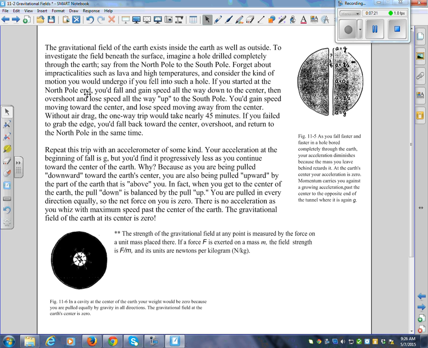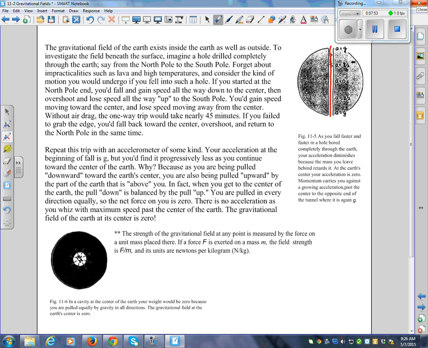If you started at the North Pole end, you'd fall and you would gain speed. Why? You're being accelerated by gravity, right? You would fall and gain speed all the way down to the center, overshoot because you're going really fast, and then lose speed. You would slow down as you went all the way up to the South Pole. No different than if you were to take a tennis ball and throw it up, right?